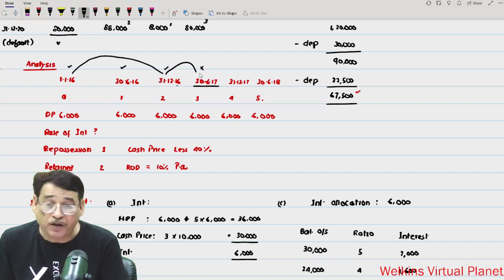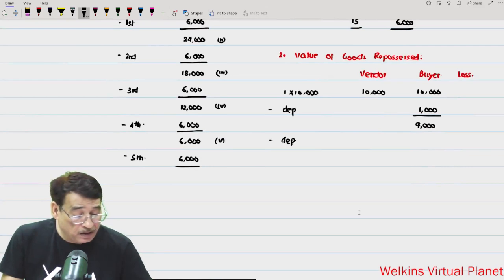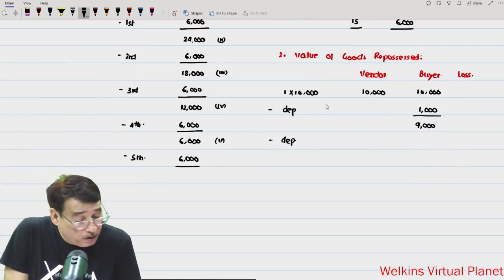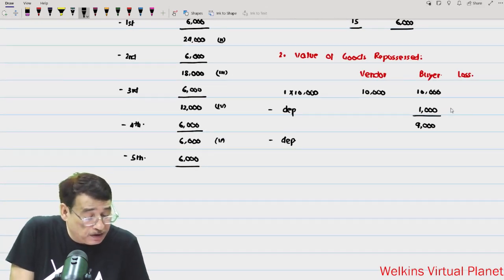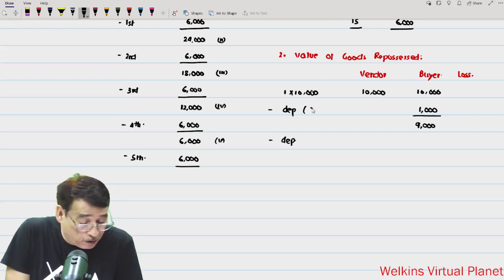So we have to compute the depreciation till the date of repossession. So first we will compute depreciation for 1 year and then for 6 months. So this is depreciation 1000 for the first year, that is, I will simply write in bracket for the year ended 31st of 12, 2016. Correct?